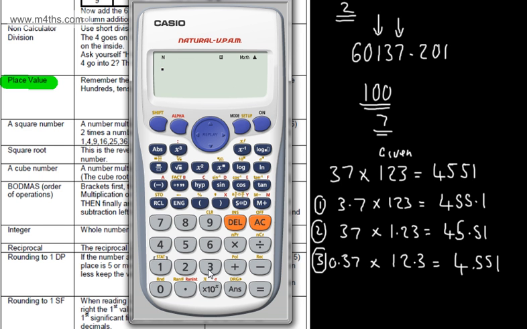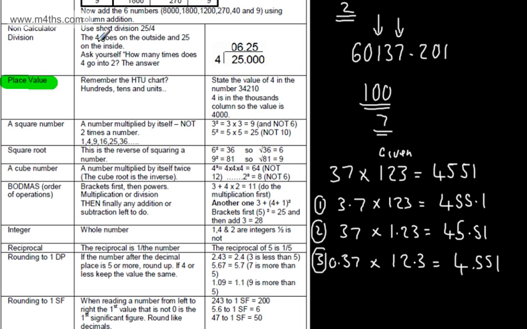Again, you can check this on a calculator. I strongly suggest that you do have a calculator to hand when you're doing revision. You certainly wouldn't get that in an exam, but we can see now that this just confirms what we're doing is correct. Okay, so that's place value.